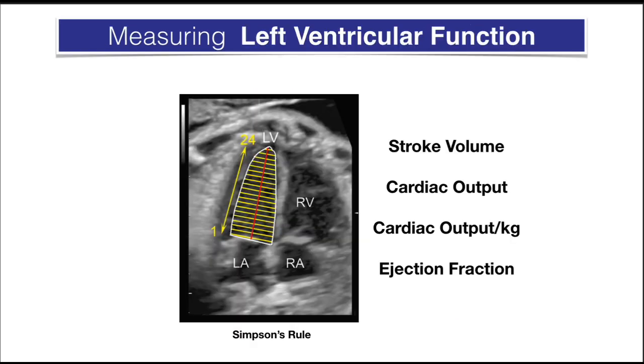In addition, a measurement of left ventricular function can be computed using Simpson's rule, in which the volume for each of the 24 segments is computed and summed to derive the end diastolic and end systolic volumes for the left ventricle. This can only be done for the left ventricle because the chamber is shaped like a bullet, while the right ventricle is shaped like a triangle.